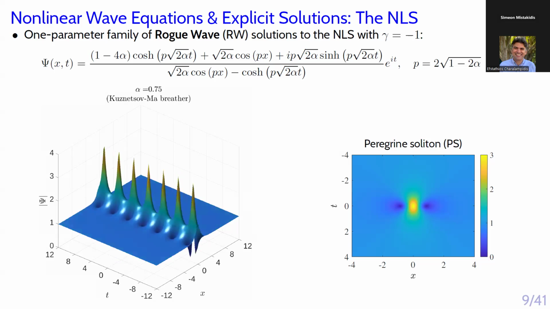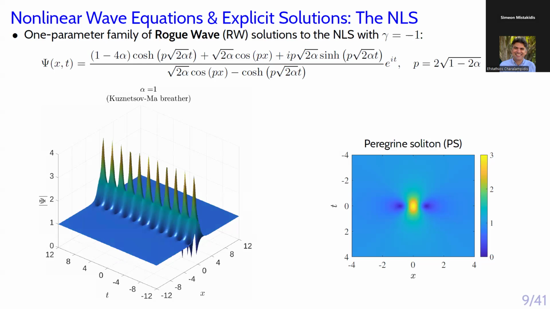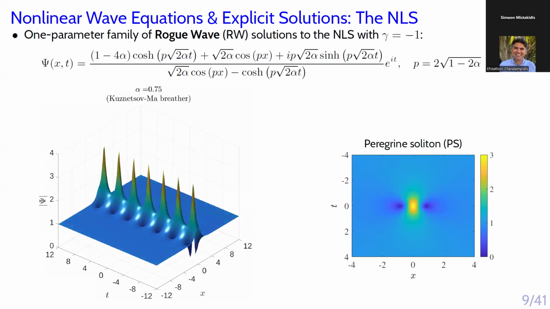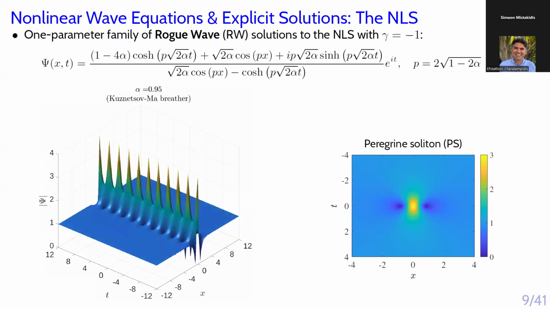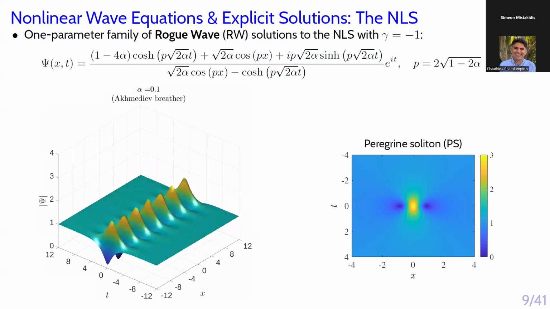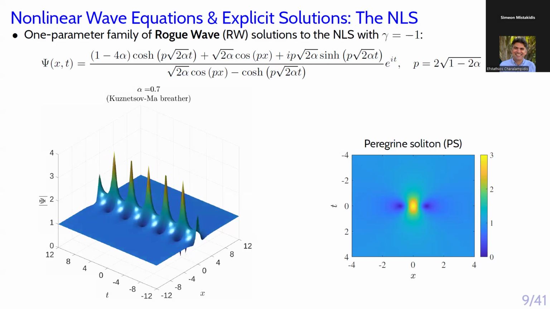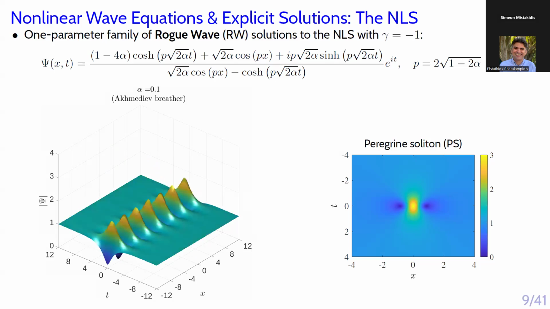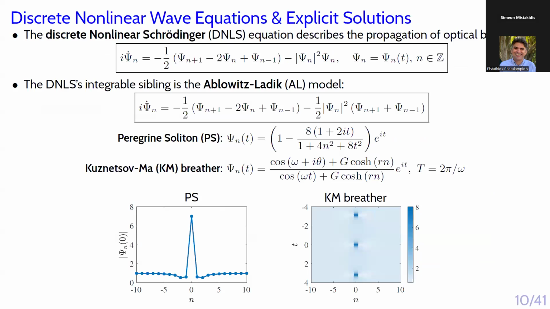If alpha is less than 0.5, you have a spatially periodic solution. It sits on a finite background. The background is actually 1. When alpha is 0.5, that's a very special case of this solution. This is what we call the Peregrine breather or Peregrine soliton. It is a doubly localized solution, and when alpha is greater than 0.5, the solution itself becomes a time periodic solution. Okay? So this is a great candidate for describing such types of extreme events.